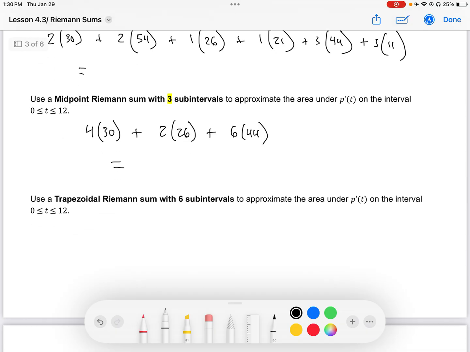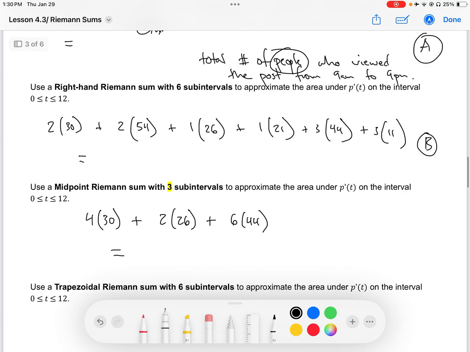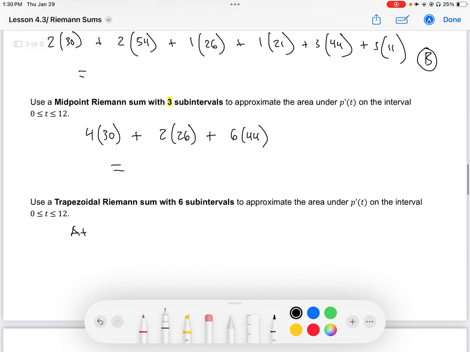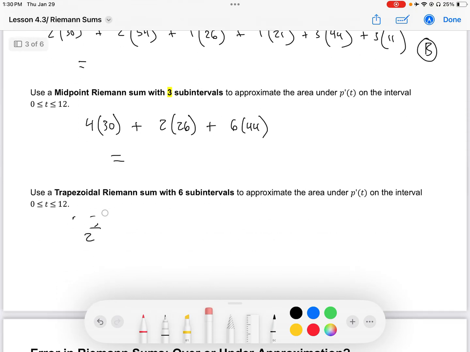Trapezoid, the easiest way at this point to do that would be to, if this is answer A and this is answer B, to just average those. Do A plus B and divide it by 2. How that would look if you hadn't already done that.